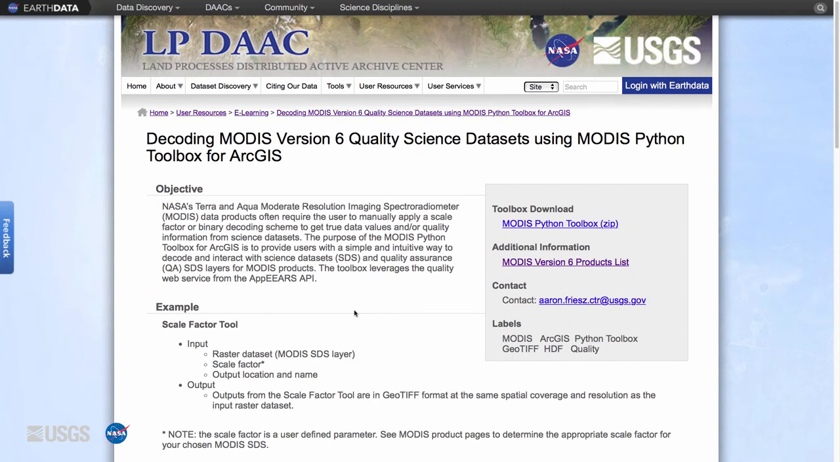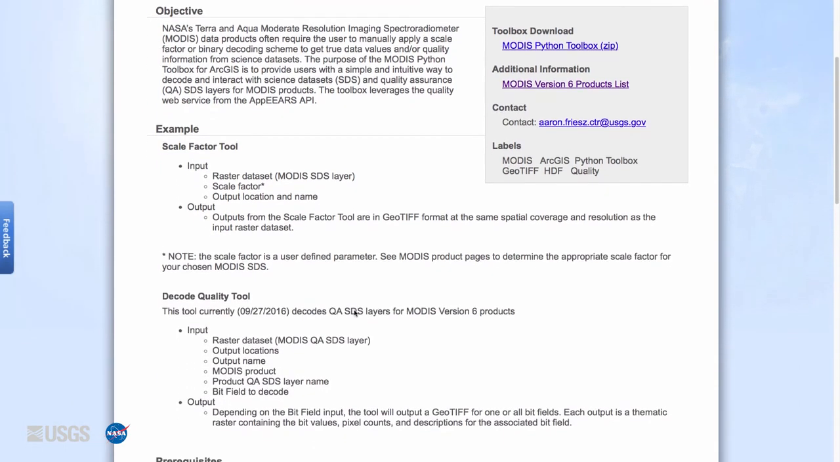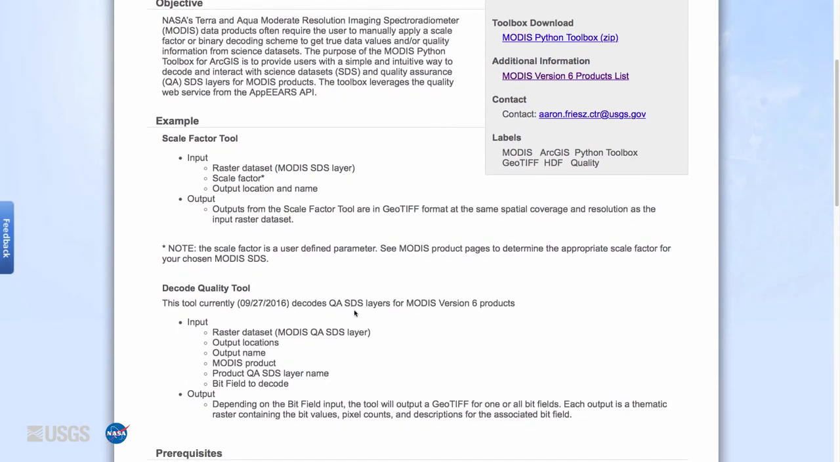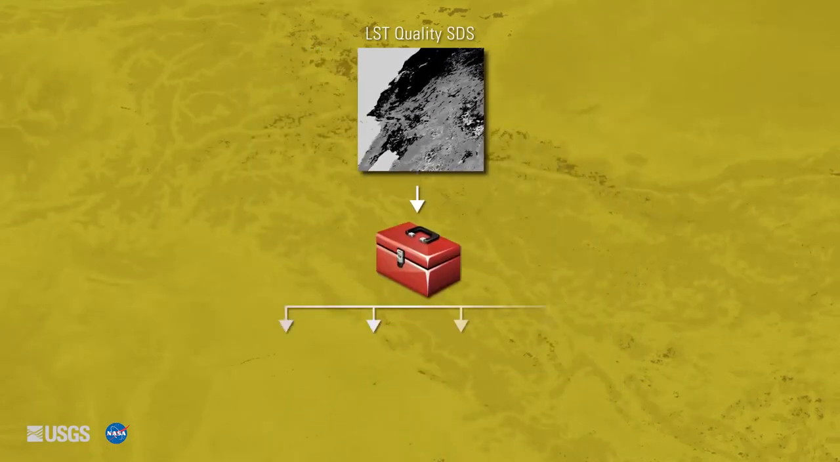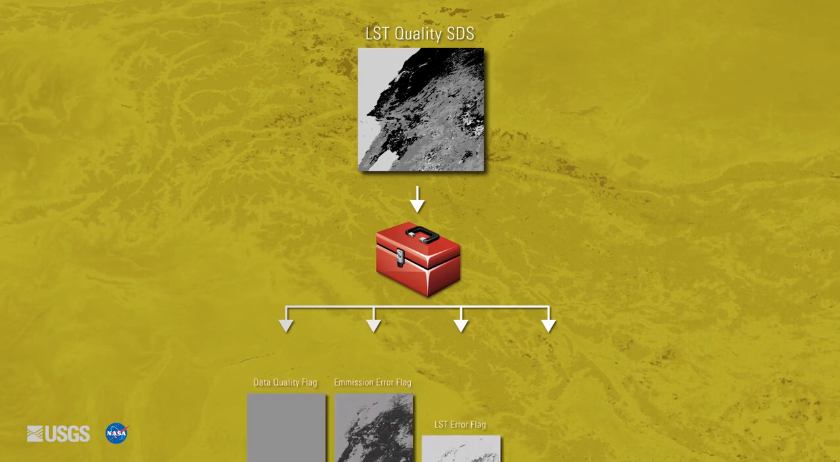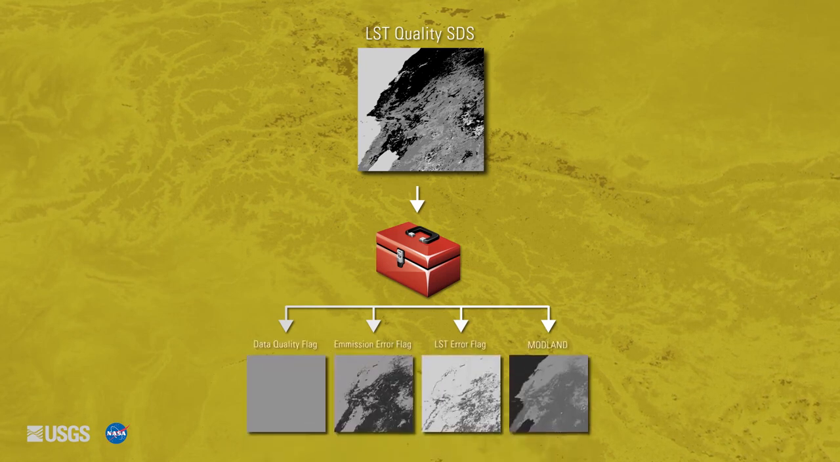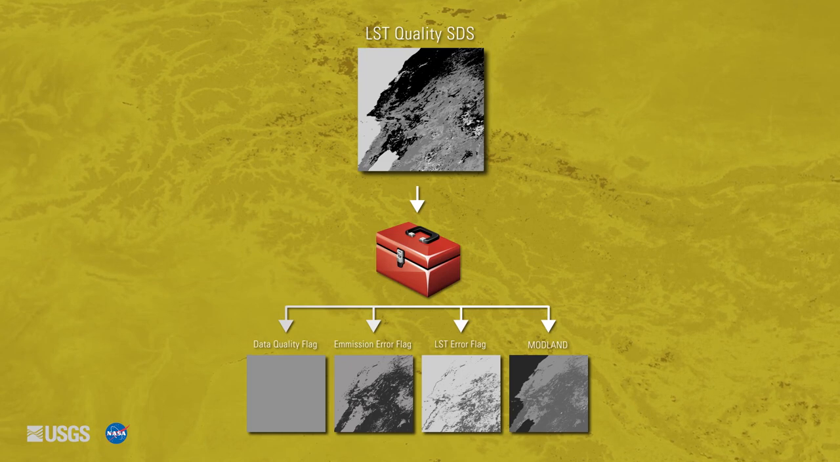Finally, the MODIS Python toolbox provides users with a simple way to decode and interact with quality layers in ArcGIS. One of the tools in the toolbox is the Decode Quality tool. This tool takes the quality science dataset as an input and creates individual GeoTIFF files corresponding to each bit word or quality category described in the quality science dataset.